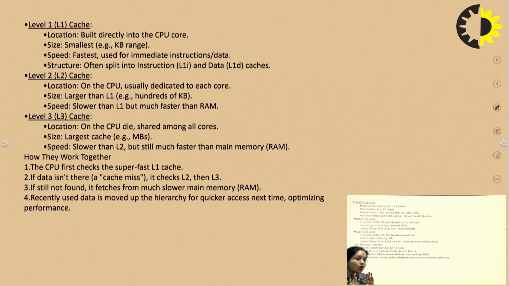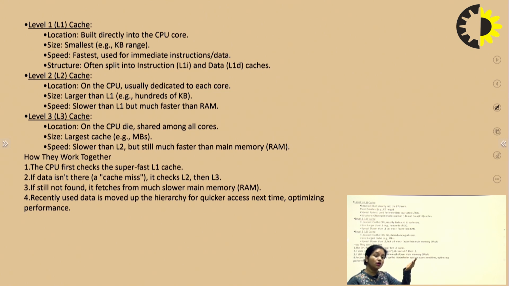If it is not in L1, it will go to the L2, then it will go to the L3. If it is not found in all three, then it will go to the main memory. The recently used data in the hierarchy will be sent to the cache memory. The more frequently it is used, for example if we have used data X twice from main memory, we will put it into the L3.